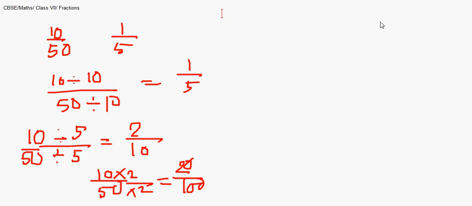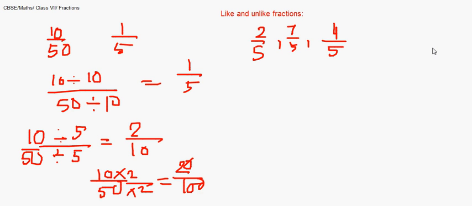What are like and unlike fractions? Like fractions means when you have the same denominators. If I'm writing 2 by 5, another fraction might be 7 by 5, the third one might be 4 by 5. If you see, all of them have a common denominator, that is 5. So they are called like fractions.